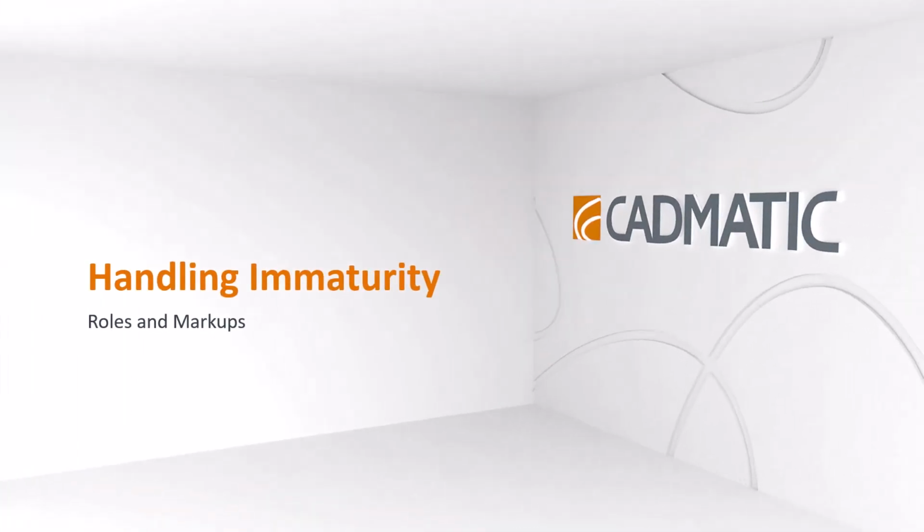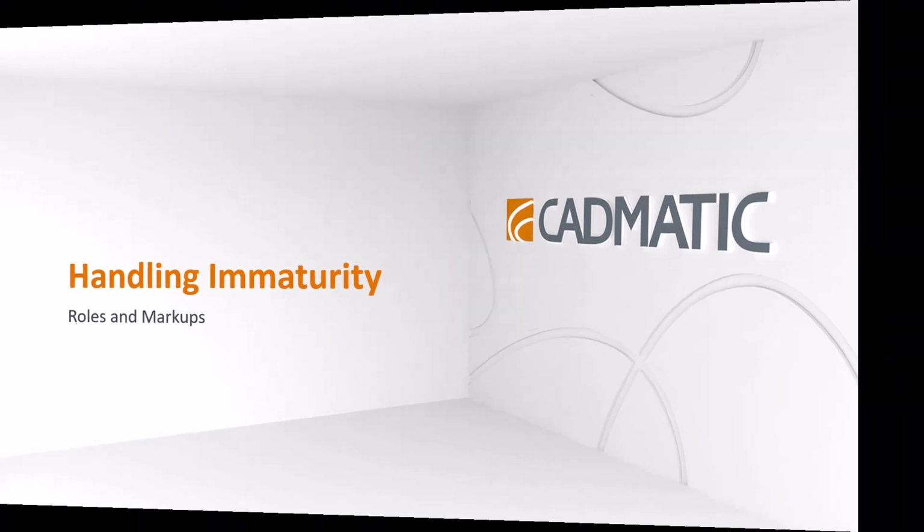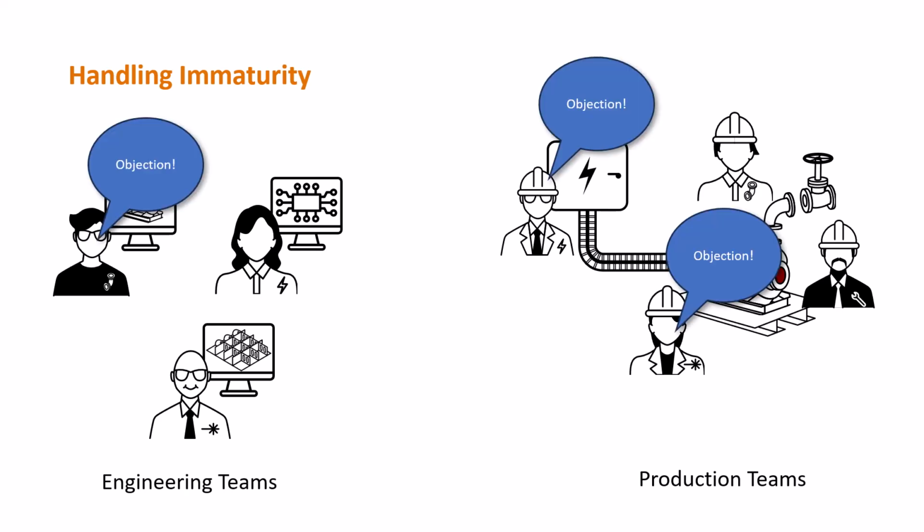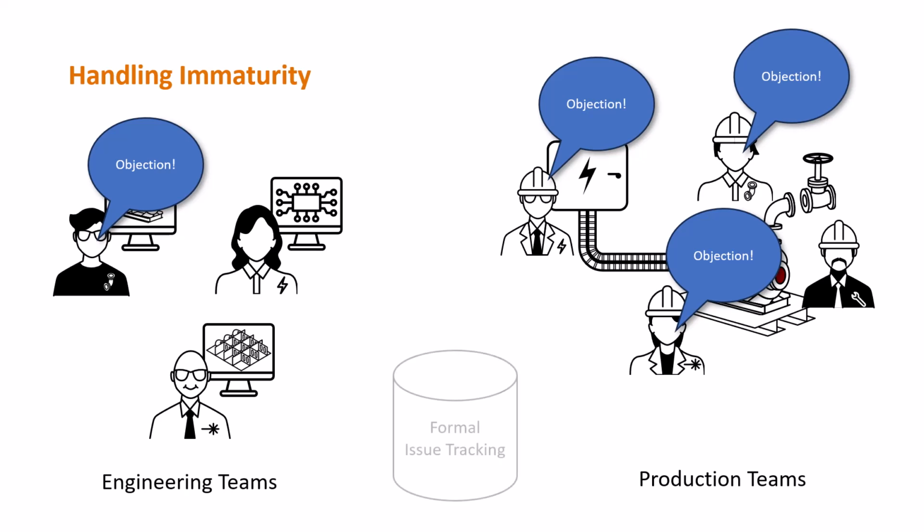Finally, we'll have a look at handling immaturity. And this is the case where something is not right. I need to ask a question, or I don't like something. In eShare, we typically call this markups, but it could be called commenting. And we can see the idea that across the project, people are receiving information, reviewing information, and they might see that there's something that they don't like. They raise an objection. Now, there are many systems that have the ability to capture these objections, start a formal change management process.